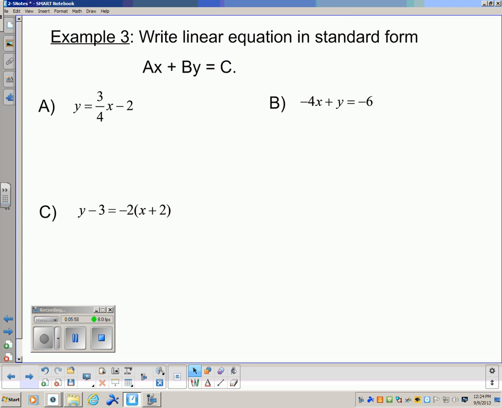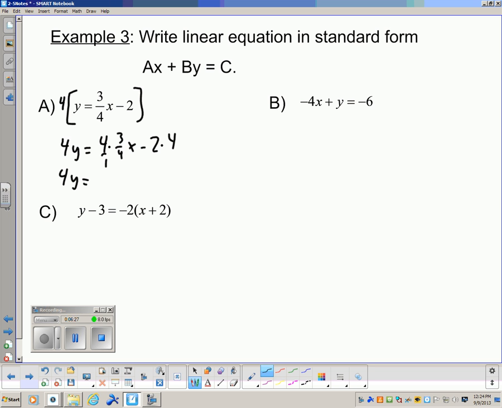Example 3 here, write the linear equation in standard form, ax plus by equals c. So very similar to what we've just done, except some of these are just a little bit different in form. So again, my first step is to get rid of that 4 down there in my denominator. So I'm going to multiply everything through by 4, so I get 4y equals 4 times 3/4 x minus 2 times 4. So 4y equals 12/4 x, which gives me 3x minus 8.